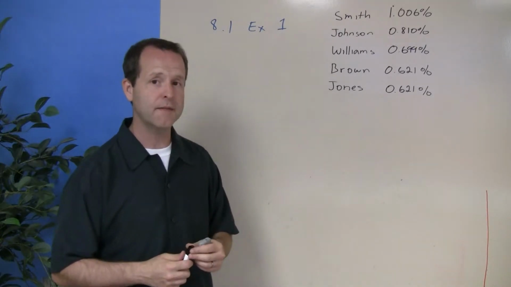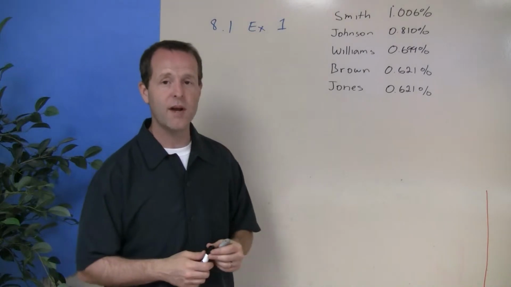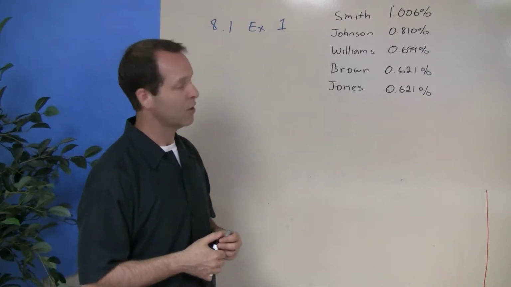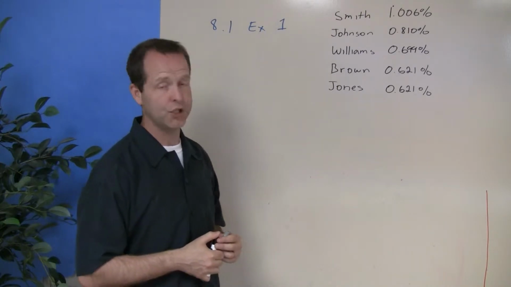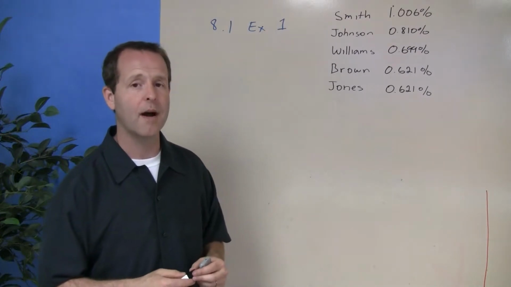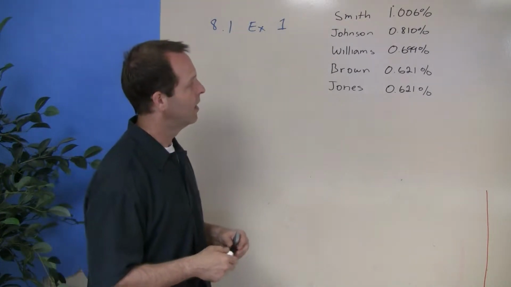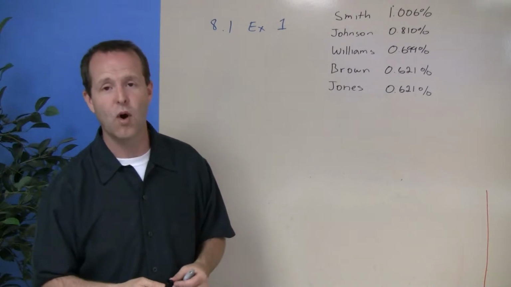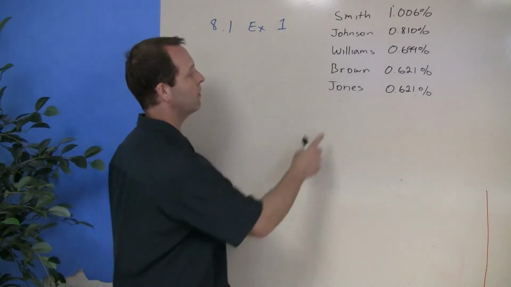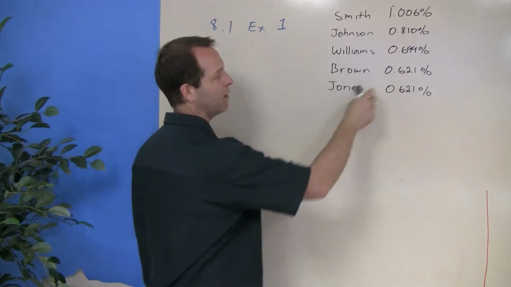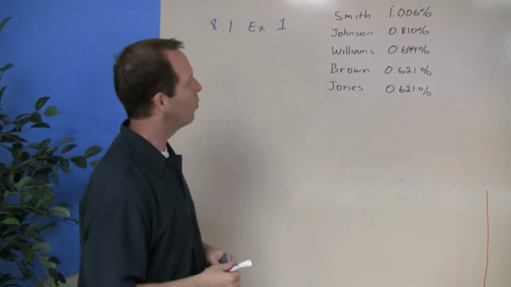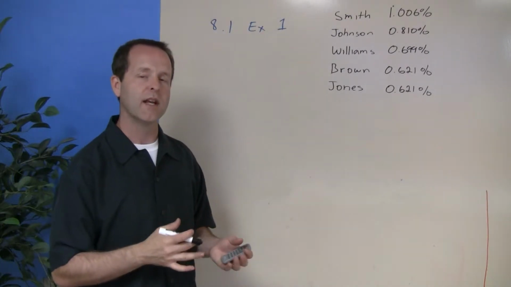For you guys that are Smiths out there, you represent 1.006% of all people in our nation. Then Johnson, Williams, Brown, and Jones. And the combination of all those 5 represents about 4% of our entire population having those last names. Well, you can see from this table that if you want to know what percentage of names belong to Brown, you could go look for Brown, and Brown is coordinated with 0.621%. That's a relation.